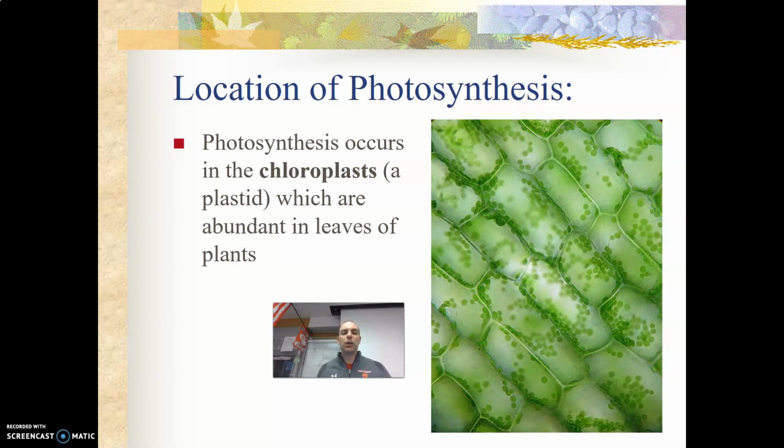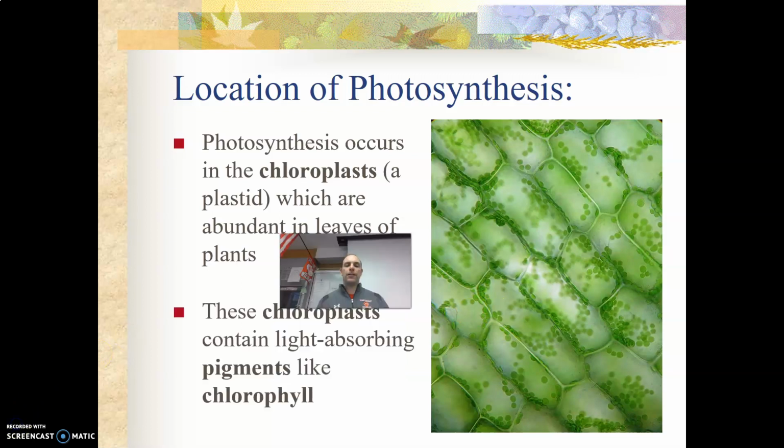Photosynthesis occurs in the chloroplast, which is a plastid, which are abundant in leaves of plants. If you see this over here, when we looked at the LOD, if you were in class, we saw a bunch of chloroplasts in each one of the cells. These chloroplasts contain light-absorbing pigments like chlorophyll. So you've answered the first few questions of your notes there.